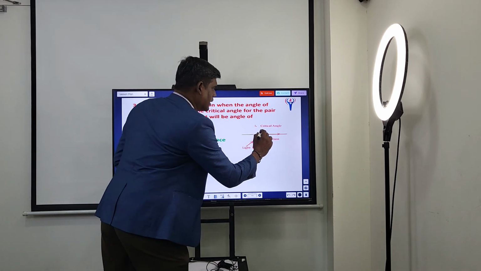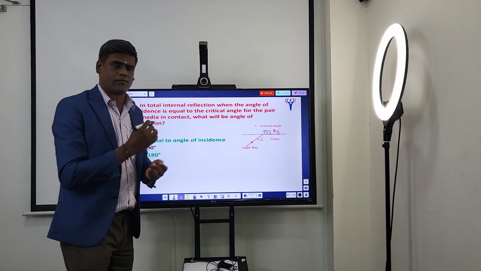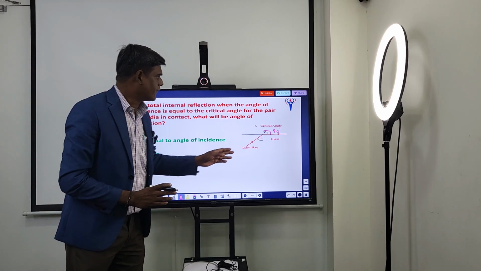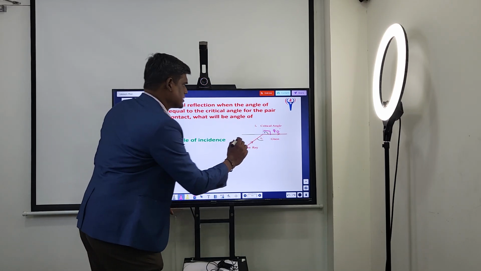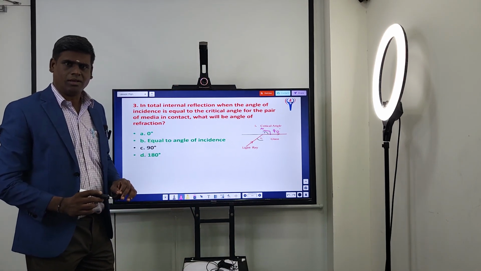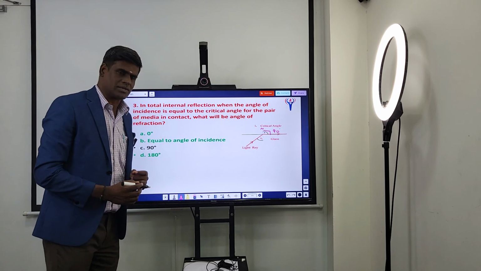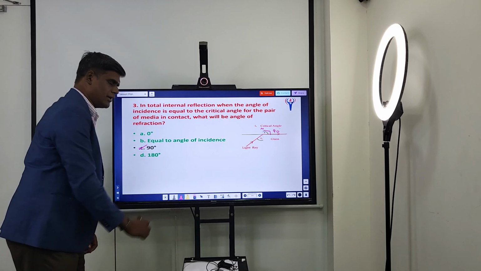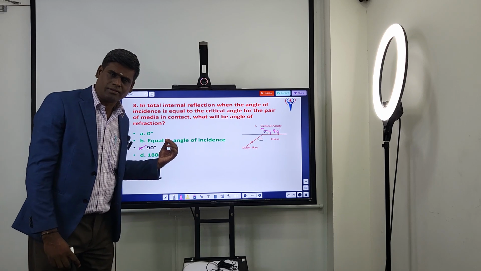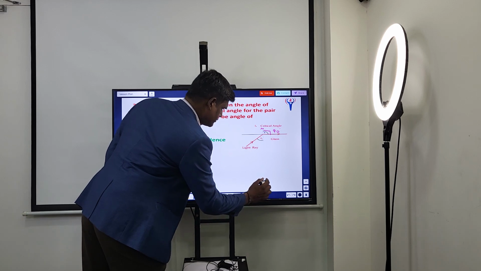So what is the angle here? This angle is 90 degrees. That is the angle of refraction. What is the angle of refraction? It is the angle between the refracted ray and the normal. This n is the normal. So the angle between the refracted ray and the normal is 90 degrees. Therefore, the angle of refraction is 90 degrees. Option C is the correct answer. I think most students got the answer to this question. Let's move to problem number 4.